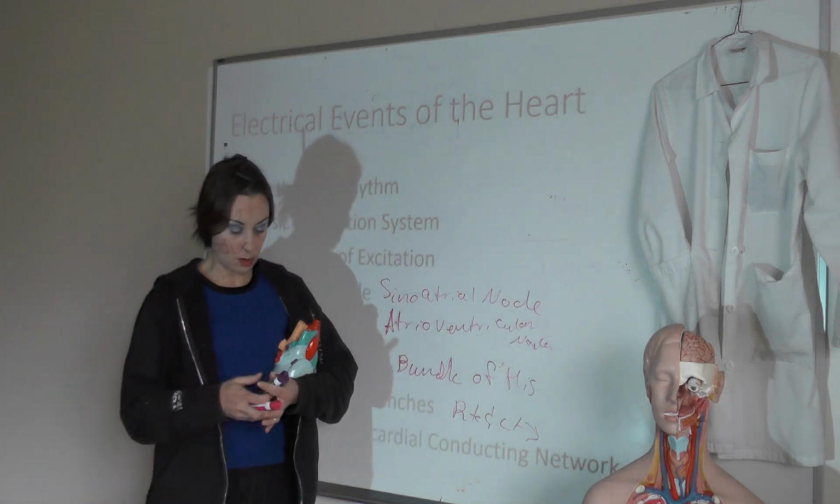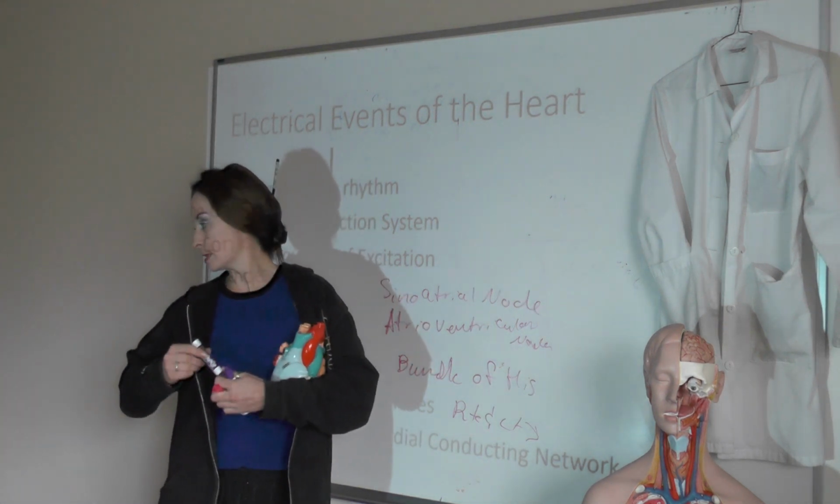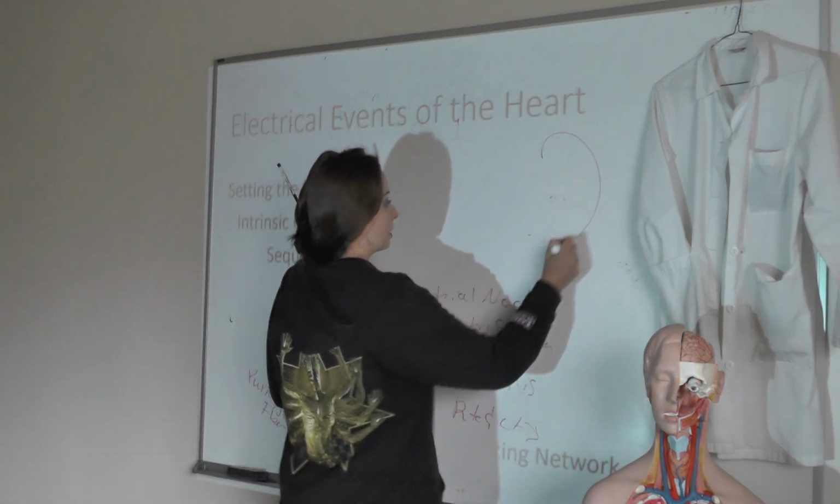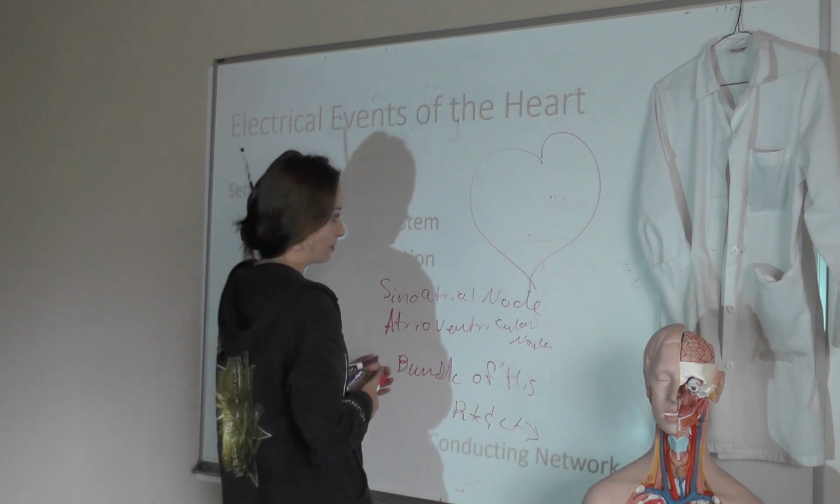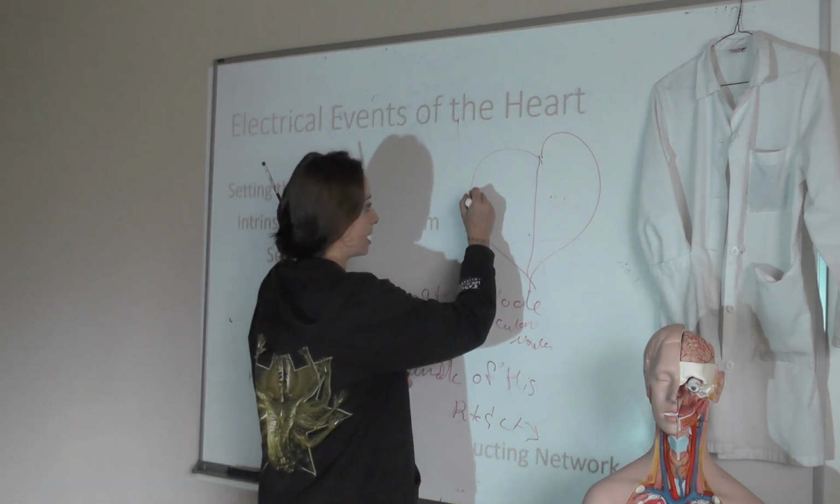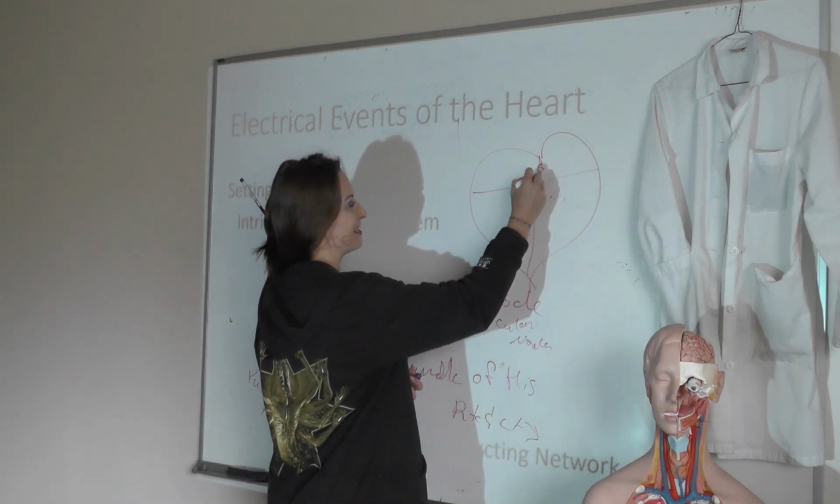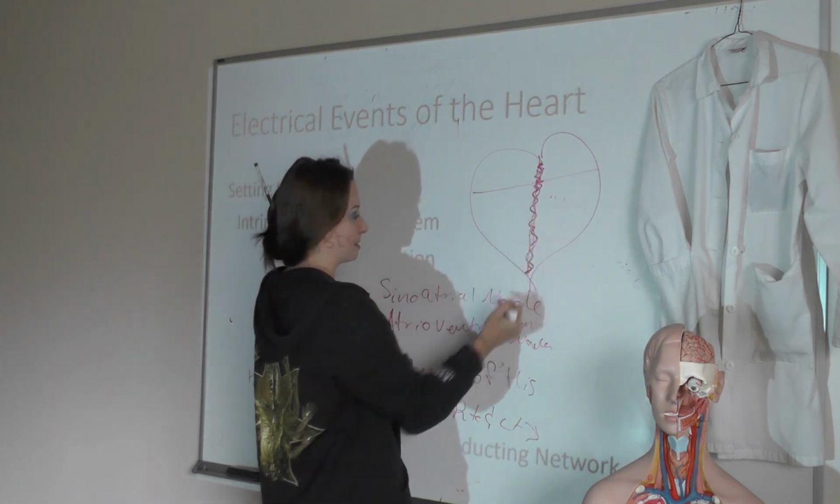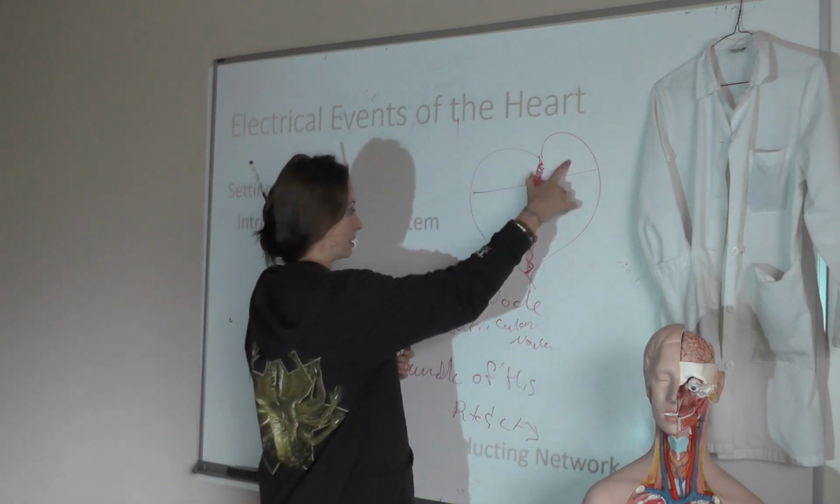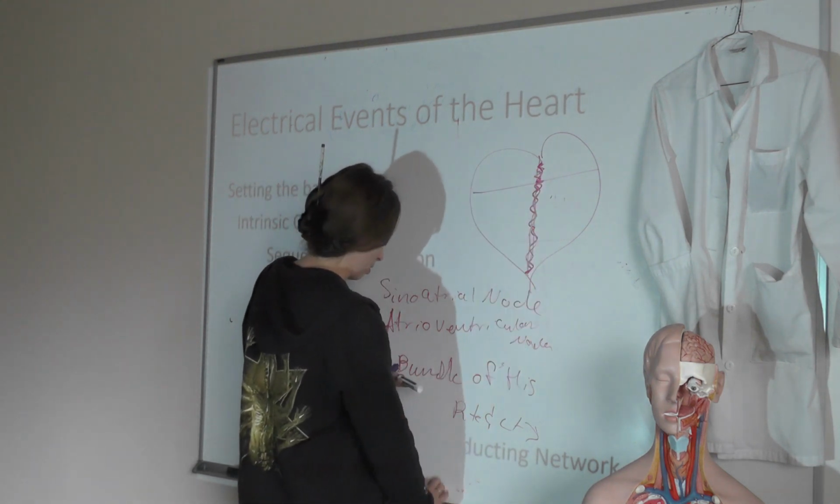Okay, so if this was a heart, then it would be a wonky looking heart, but whatever, we're going with it. Let's say that this would be the interatrial septum, this would be the interventricular septum. This is my right and left atrium, right and left ventricle.